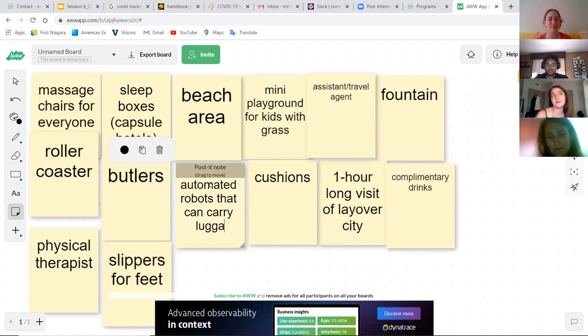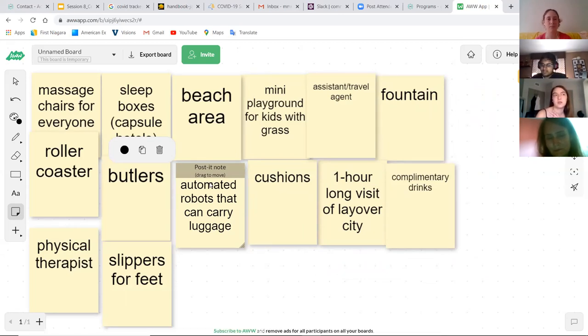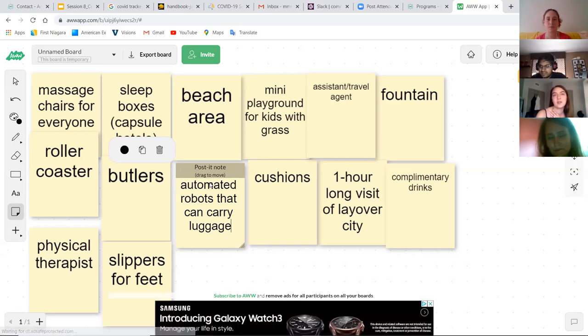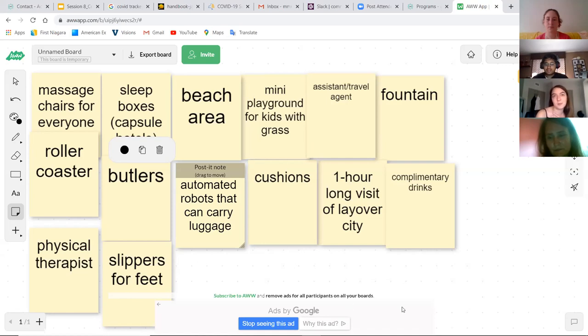Okay. So if I was bringing my dog on the trip, I think I would want... Would they allow dogs on planes? Yeah, well, they have to go underneath, I think. Really? But at the airport, I would want something fun for my dog. I want my dog to go play with other dogs. So like a daycare center for my dog.